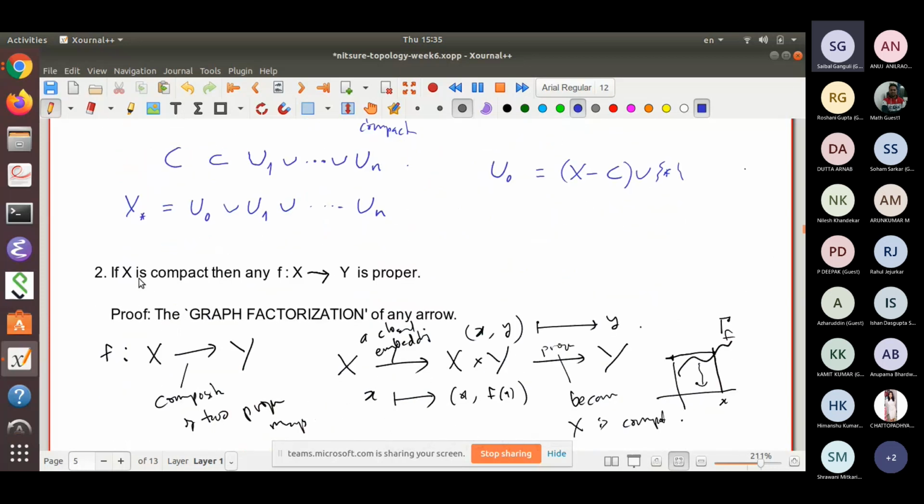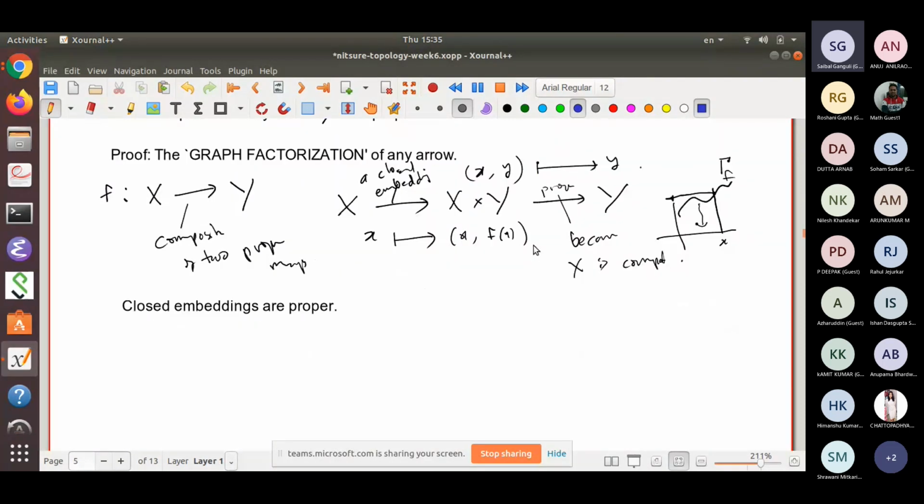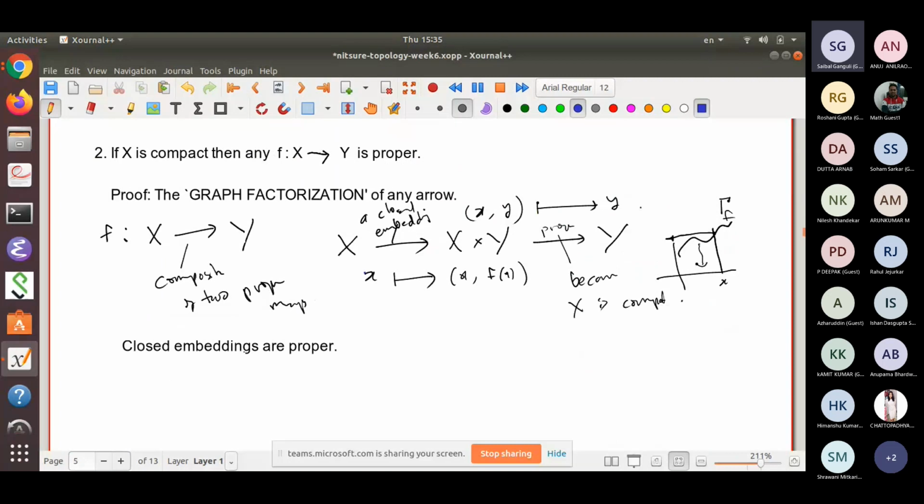Next point is, if it is compact, then this is proper, and that we did by this graph factorization. This was the graph map. And this graph map is a closed embedding because Y is Hausdorff. All our spaces are Hausdorff. So this is a closed embedding because Y is Hausdorff.